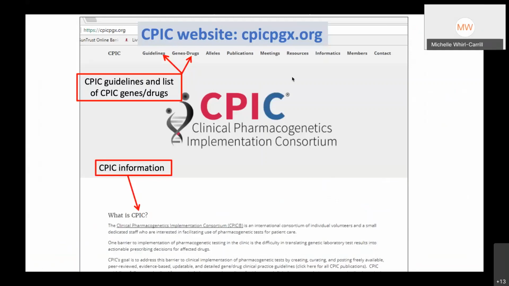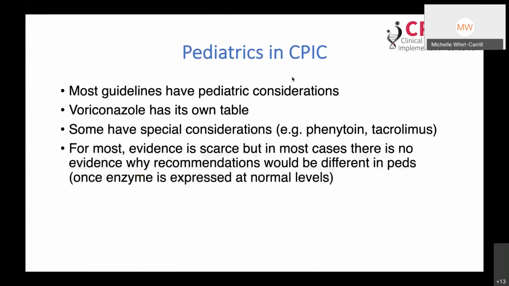And I just wanted to mention one thing. Yes, pediatrics and CPIC. That's true. Most guidelines have pediatric considerations. It depends drug by drug, but for most, while the evidence for actionability in pediatric populations is scarce, for the majority of cases there's not really evidence that you would need to do something different either. But this is a focus of CPIC as well.